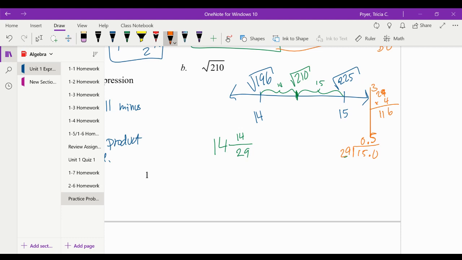Well, here's how I would do this one. Instead of doing that multiplication problem, 30 times 5 is 150, but I'm only supposed to multiply by 29. So I just have to take 5 ones away. So 150 minus 5 is 145. So I can subtract that. And I would get 5 remaining, and I'd bring down the 0, and then I do 29 into 50, and that would happen, let's see, 1 time. So that 1 rounds the 5 to a 5. So this would be approximately 14.5.